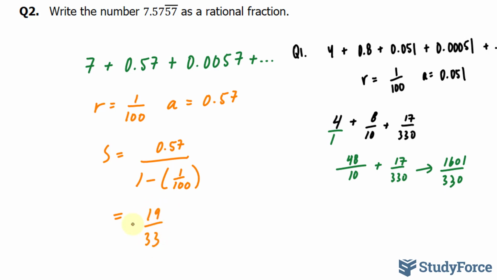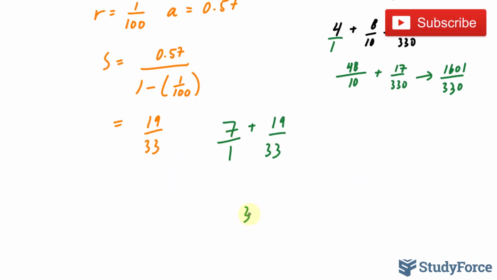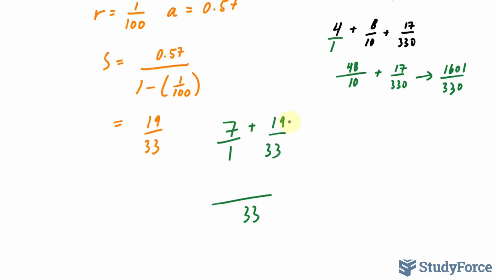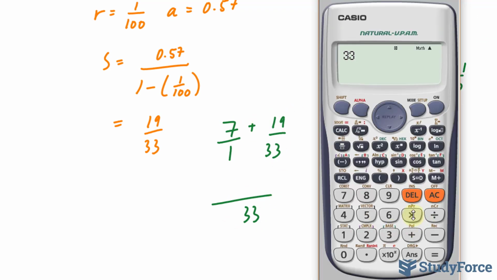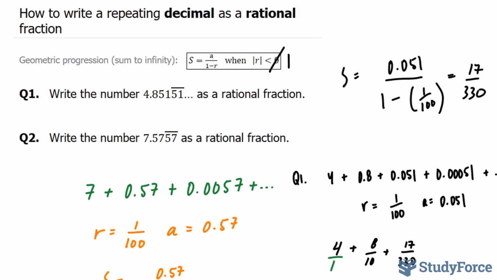My last step is to take this fraction and add it to the 7. So I have 7 plus 19 over 33. I can find a common denominator here, and it's going to be 33. 33 times 7 plus 19 gives me 250, or as a mixed fraction, 7 and 19 over 33. And there you have it. 2 examples on how to write a repeating decimal as a rational fraction.